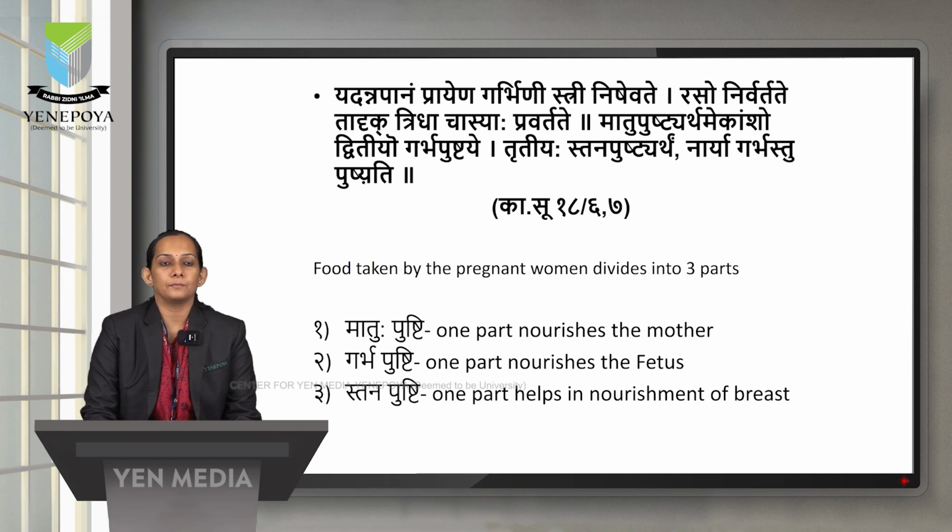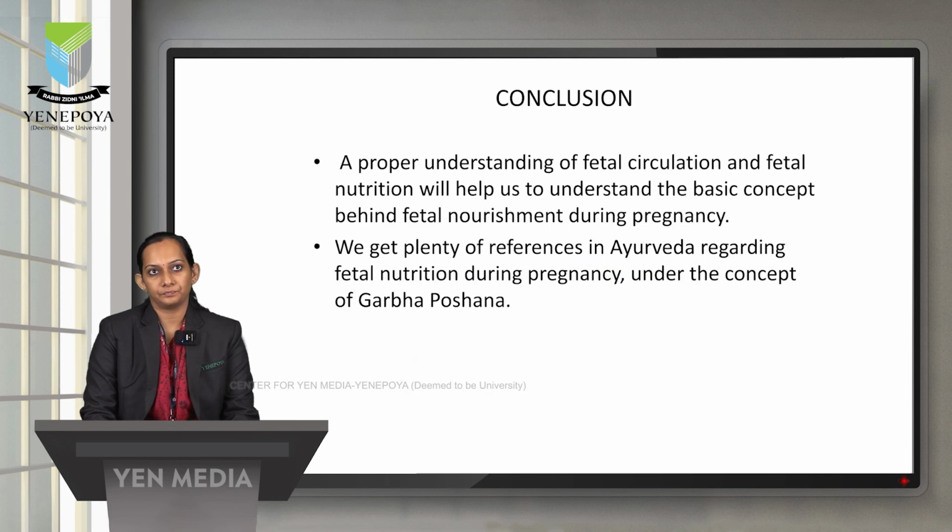One part nourishes the mother, matru pushti. Another part nourishes the fetus, garbha pushti. The third part helps in the nourishment of the breast, stana pushti, the preparation for lactation. So mainly the food taken by the garbhini stri is divided into 3 parts: one part helps in the nourishment of the pregnant woman, another in the nourishment of the fetus, and the third prepares the breast for lactation.